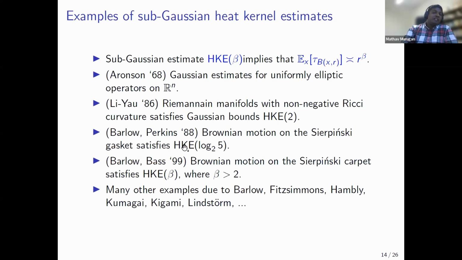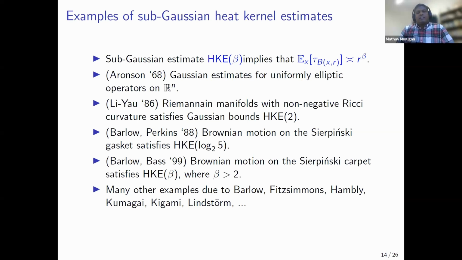And beta larger than 2 is also possible. This is very typical in the field of diffusion on fractals. For example, people have constructed Brownian motion on the Sierpinski gasket and on the Sierpinski carpet, which both satisfy heat kernel estimates with exponent beta, which is known to be strictly larger than 2. For the gasket case, one can write down exactly what the value of this beta is. While in the carpet case, it's known to exist and it's known to be larger than 2, but we don't know the exact value. And there are many other examples of fractals which have these properties.